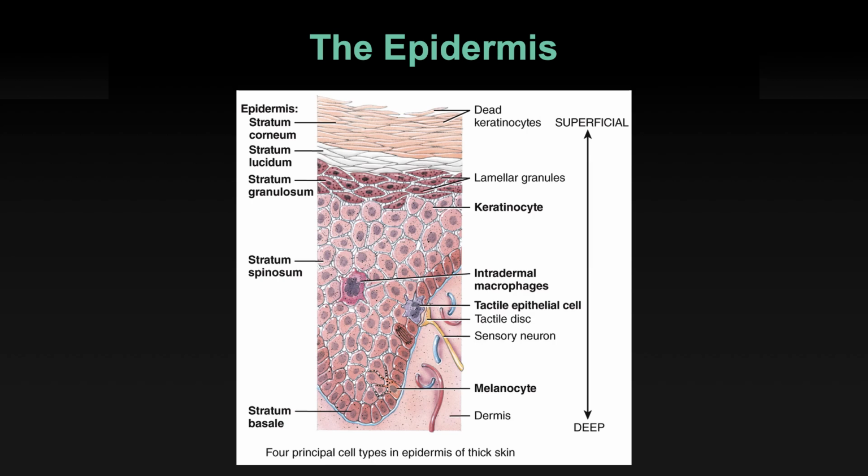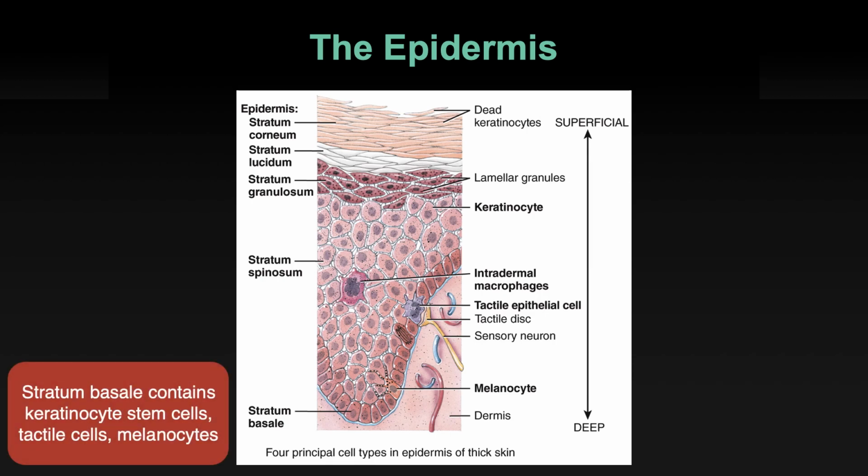The most deep layer is the stratum basale. It's a single layer of cuboidal cells that is at the bottom or the base of the epithelium. You can see these darkly staining cuboidal cells here. That's the stratum basale.